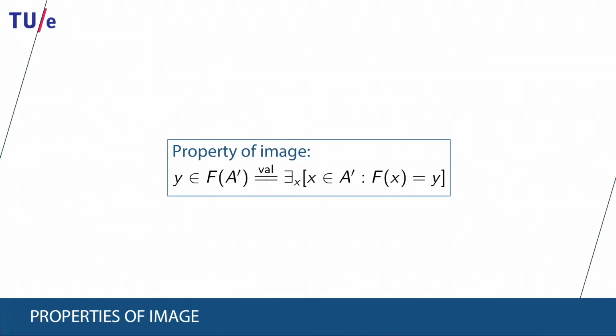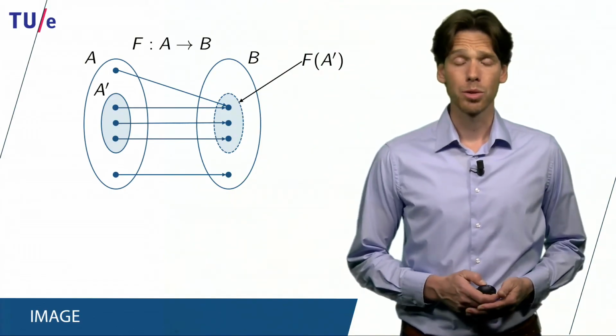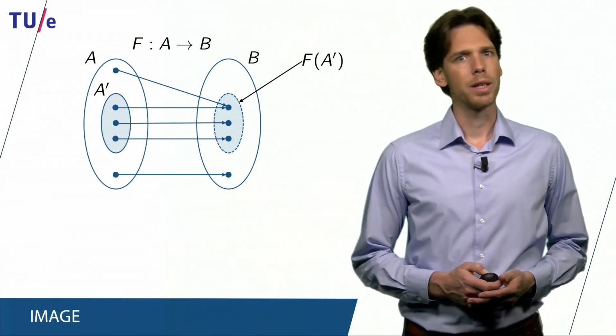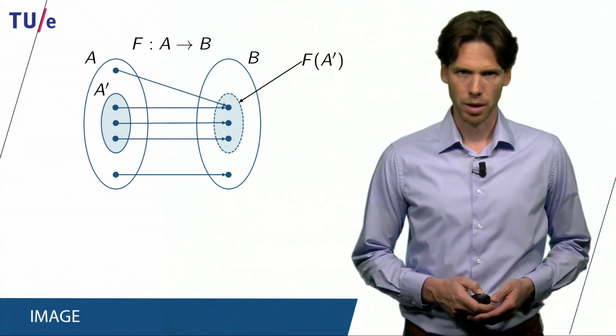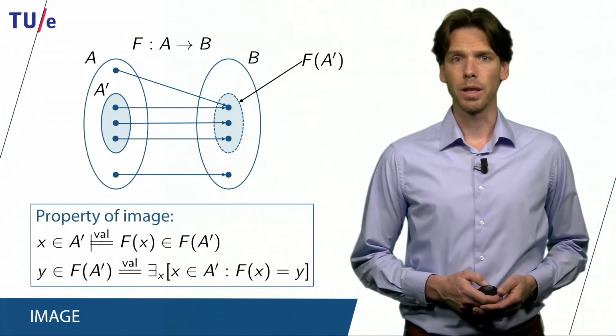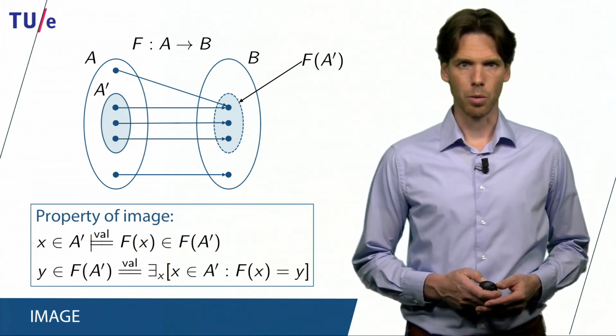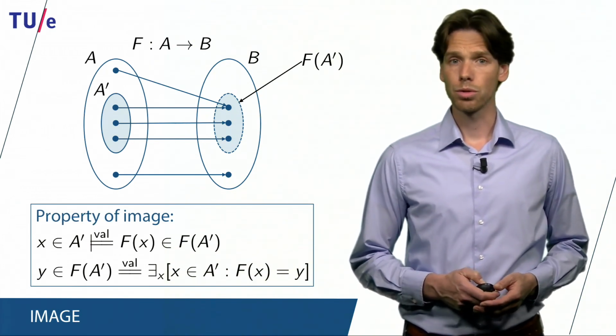This property can be used in two directions. From y in f of A', we may conclude the existence of some element x in A', such that f of x equals y. But also, conversely, if there exists an x in A', such that f of x equals y, then we may conclude that y is in the image of A' under f. The picture you see here is one to remember because it visualizes all our general statements about image. But perhaps more importantly, you should remember the two properties of image that we have presented, because those you will use to construct proofs.